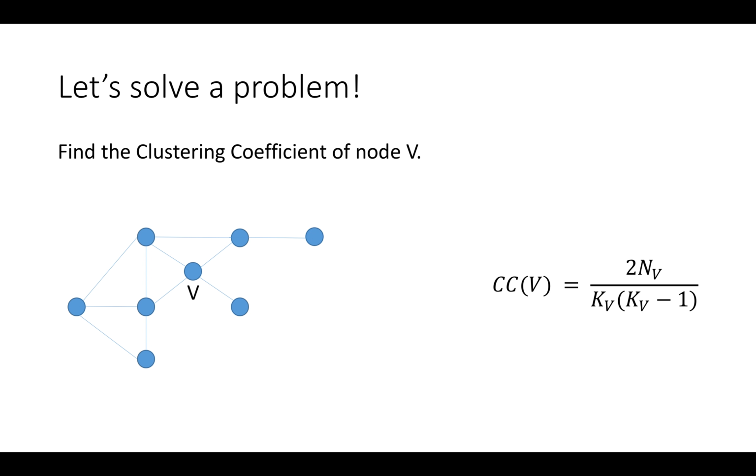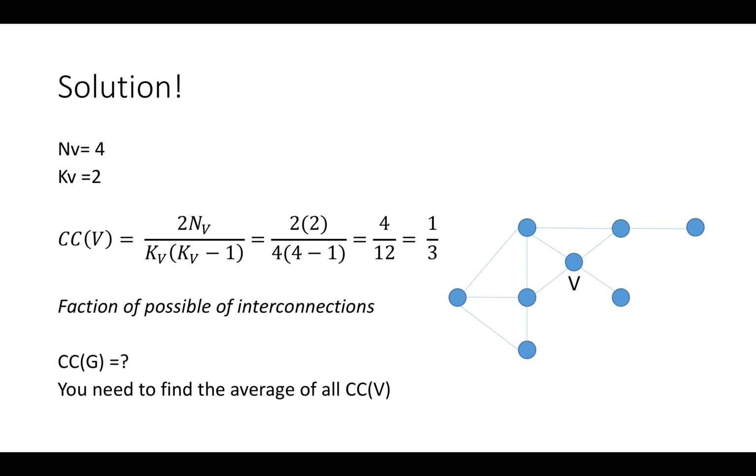Now on to the solution. By looking at the graph, we first need to figure out NV, which is the number of links between neighbors of V. At this point, we see 4 nodes that are neighbors of V. Therefore, NV equals 4. Next, we need to figure out the degree.